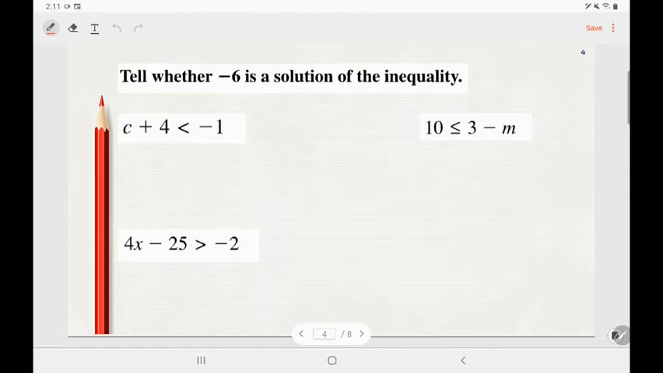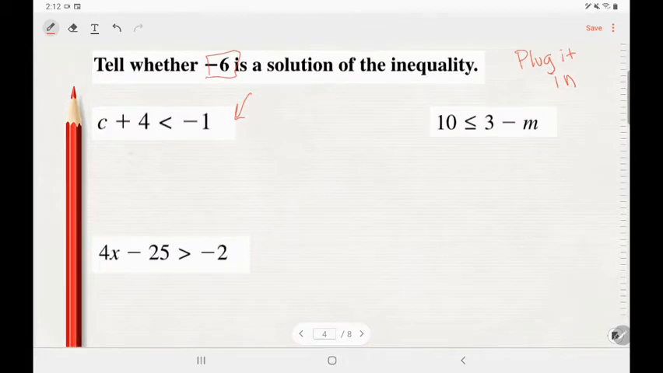The next thing I want to talk about is how to determine if something is a solution of an inequality. In order to determine if something is a solution, plug it in. If I want to tell if negative 6 is a solution to this inequality, I'm going to plug it in for my variable. So here we go. Negative 6 plus 4 is less than negative 1.